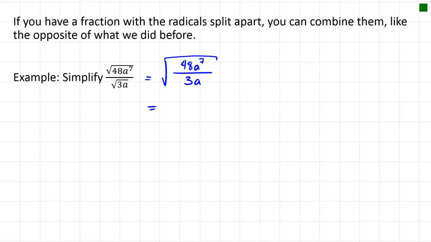if there wasn't any simplification we could do before, we can certainly do it now, because 48 can be divided by 3, which leaves me with 16. And a to the 7 over a is just a to the 6. And now I just have the square root of 16a to the 6, and the square root of 16 is 4, and the square root of a to the 6 is a cubed.